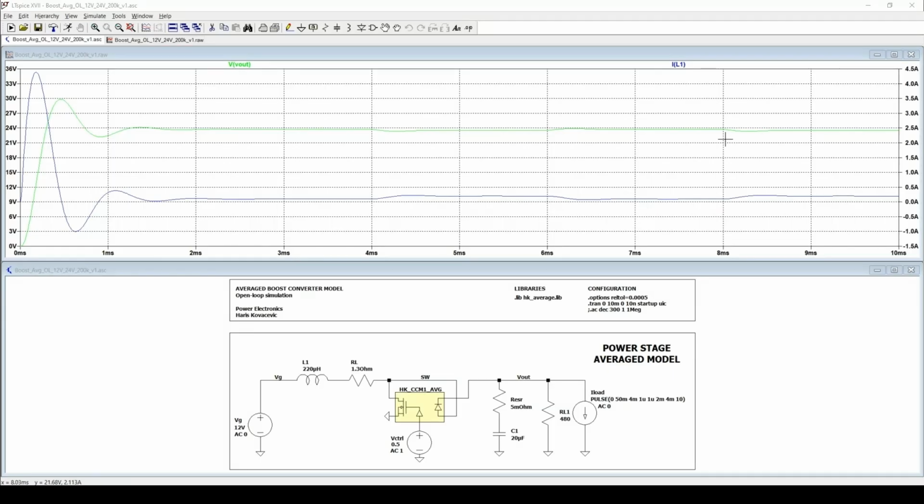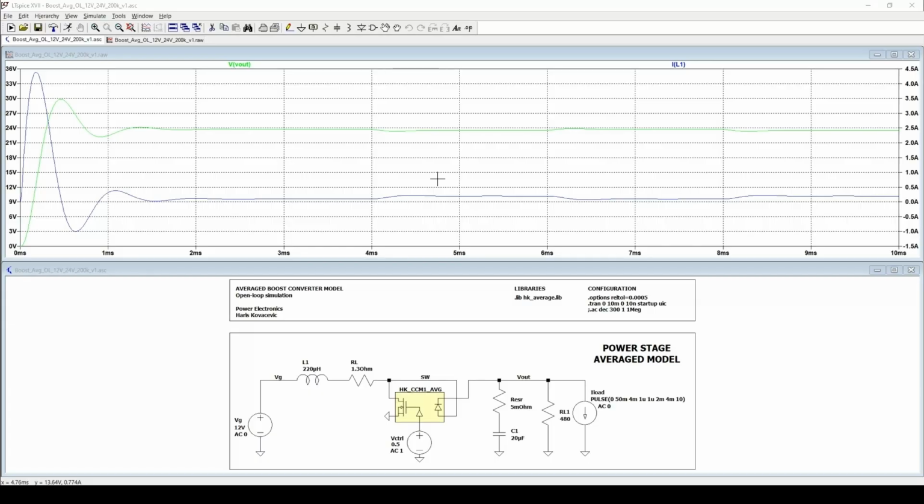Because this is an averaged model, the waveforms are smooth, so there is no switching ripple, no high frequency noise. To achieve roughly 24 volt from 12 volt input, the required duty cycle is close to 0.5. Here we can clearly observe how the output settles, how the inductor current behaves, and how the system reacts to small load disturbances. This makes the averaged model an ideal tool for validating the steady state gain and dynamic behavior of the boost converter.